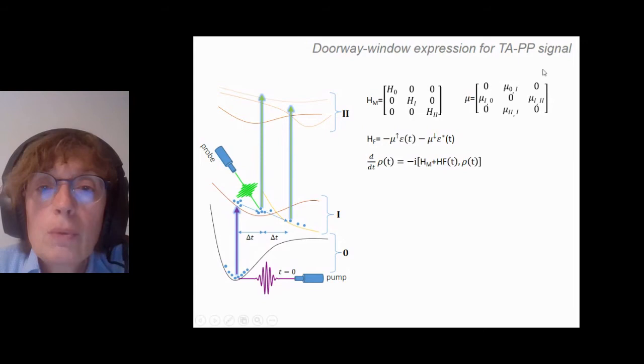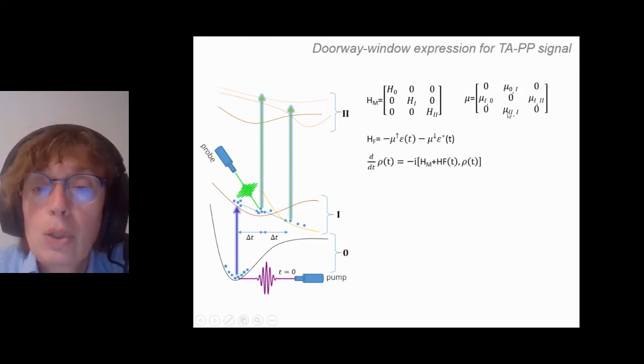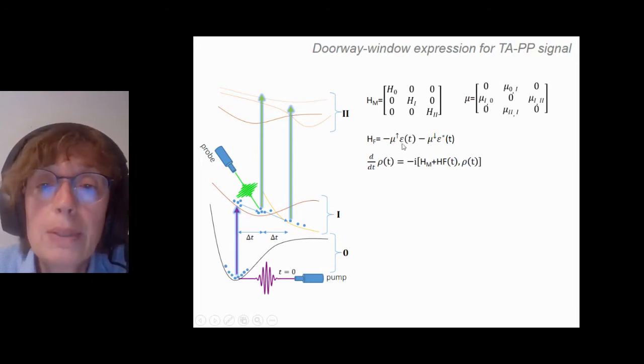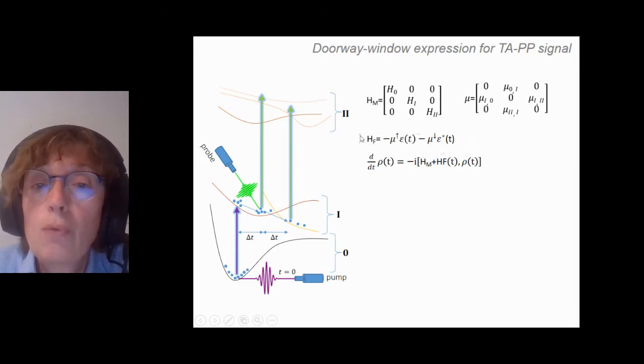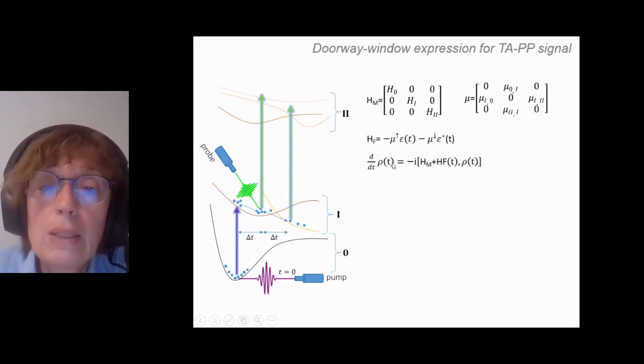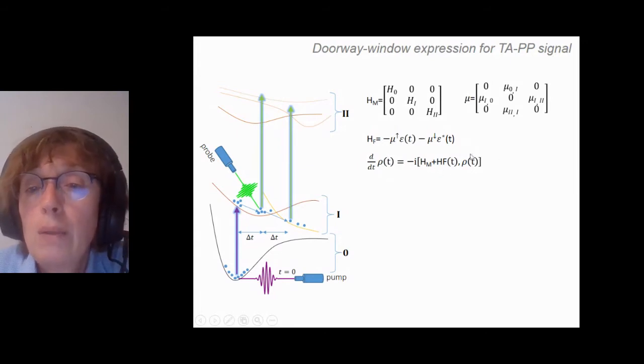The Hamiltonian matrix of the system contains the three manifolds. It is diagonal, with the ground state, the Hamiltonian of manifold one, where the dynamics is going on, and manifold two. And these manifolds are linked by the electronic transition dipole moment, so they are coupled by the laser pulse. The laser pulse Hamiltonian for the field contains the upward and downward transitions. And the system density matrix operator obeys the Liouville equation.